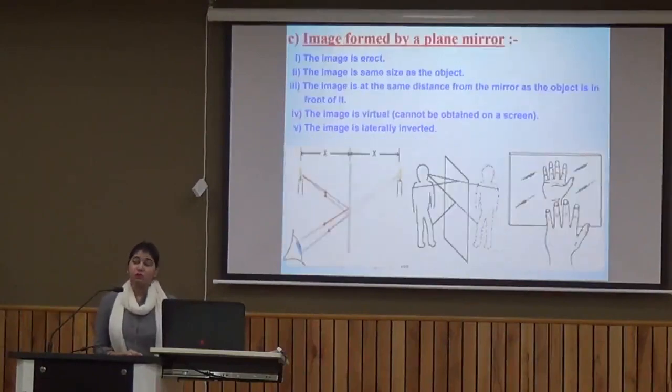Now, the first kind of mirror that we are going to study is the plane mirror. There are certain characteristics of the image formed by a plane mirror, and all of them are listed here. The first characteristic is that the image is erect.